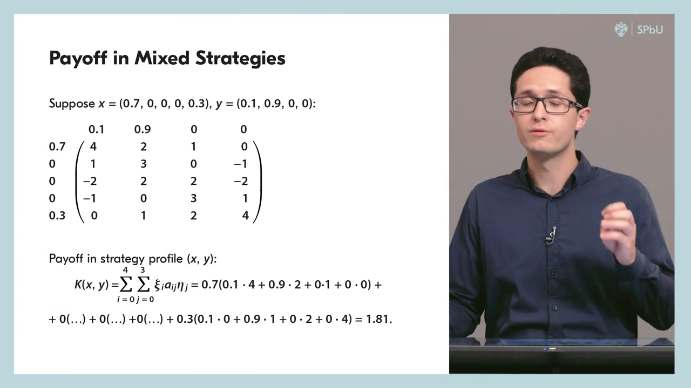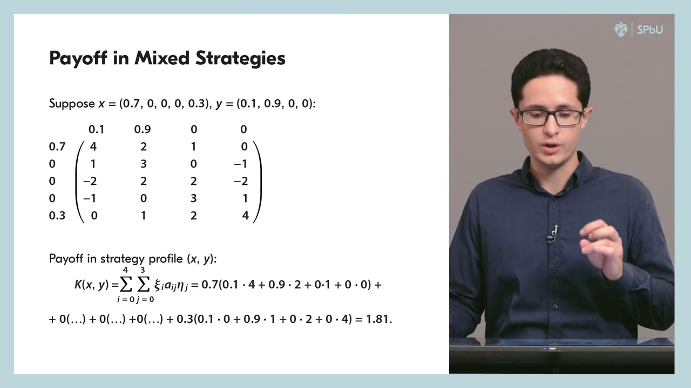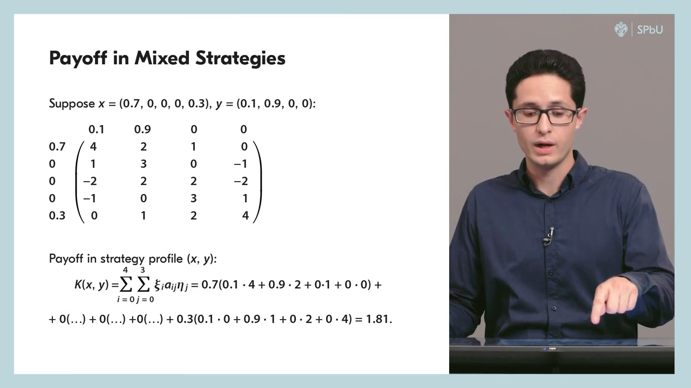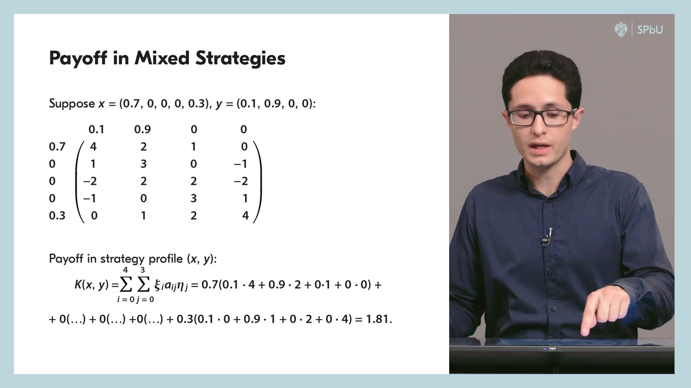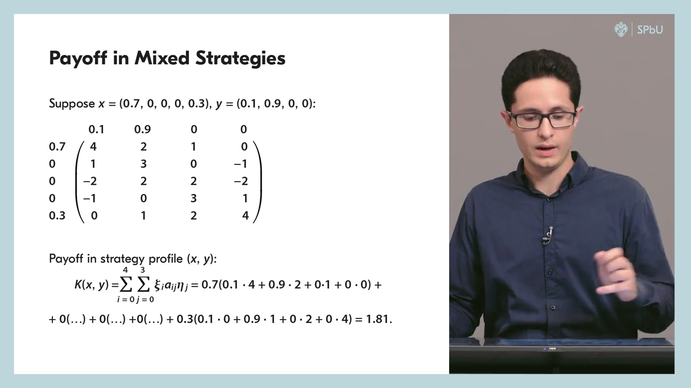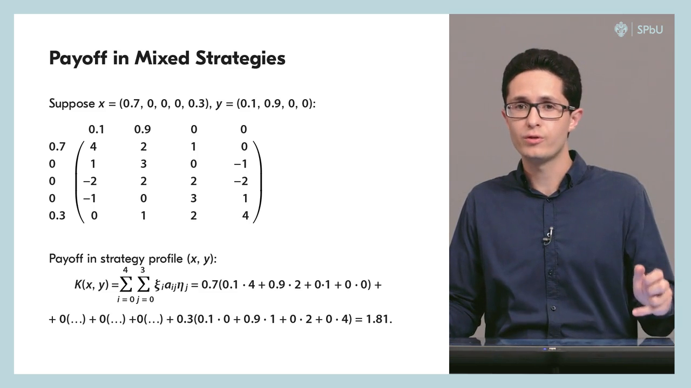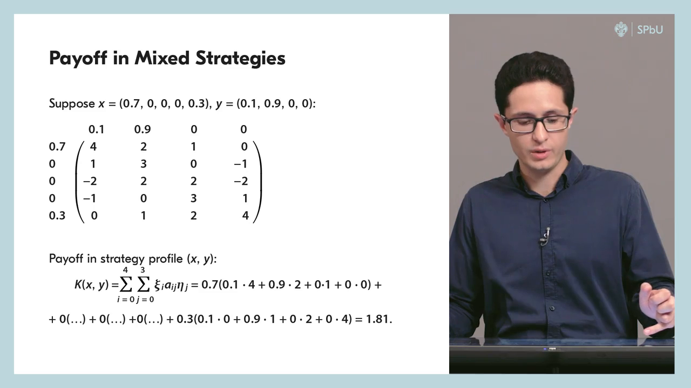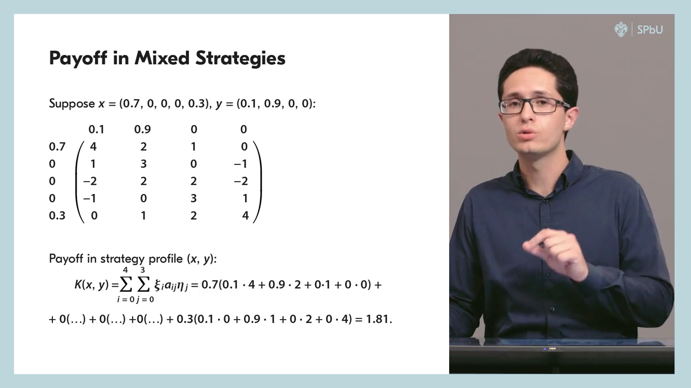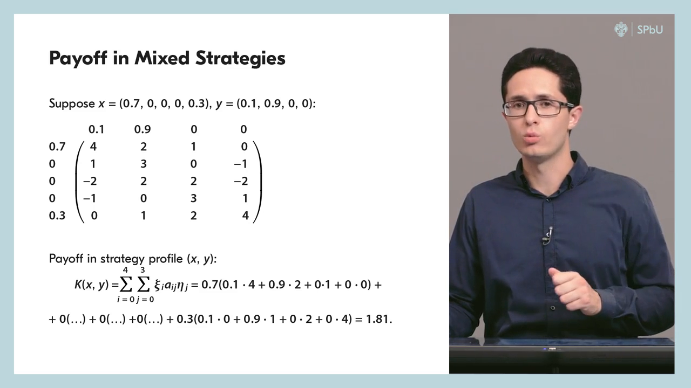Let's suppose that the first player, or Colonel Blotto, uses a mixed strategy 0.7, 0, 0, 0.3, and the second player uses a mixed strategy 0.1, 0.9, 0, and 0. Then the payoff of the first player will be calculated in the way it is presented on the slide and will be equal to 1.81.